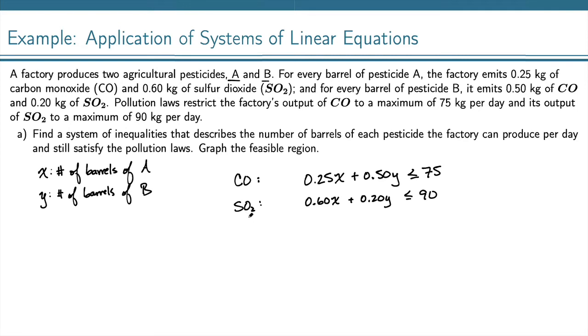Hidden in this problem, however, are two more inequalities. And those two inequalities are just the fact that we're working with real physical quantities. The number of barrels that we produce for both of these has to be greater than or equal to 0. It doesn't make sense to produce a negative number of barrels. So this here then is the system of inequalities that represents this problem.